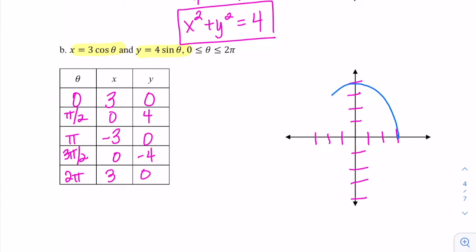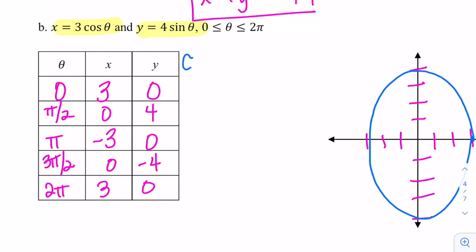You can see from the graph that these parametric equations make an ellipse. So let's figure out how to get the equation for that ellipse. Again, remember, isolate cosine of theta, that's x over 3. Isolate sine of theta, that's y over 4.